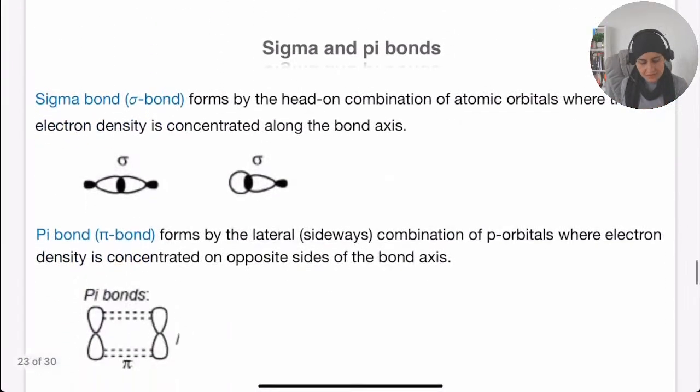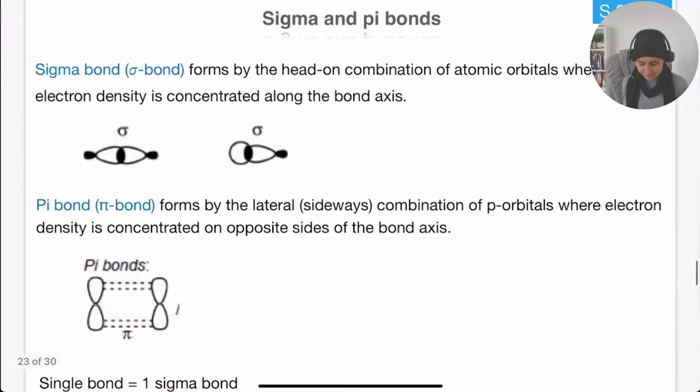Done. Next, HL, sigma and pi bonds. Sigma bonds are formed by head-on overlap of atomic orbitals. Pi bonds are formed by lateral or sideways overlap of p orbitals. That's how you write them down. So this is a head-on overlap, with the hybridized orbitals. We'll talk about them in a second.